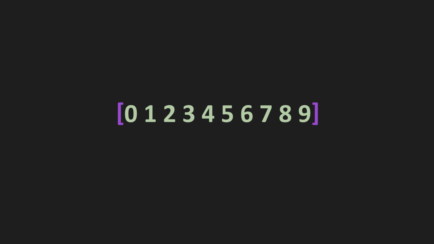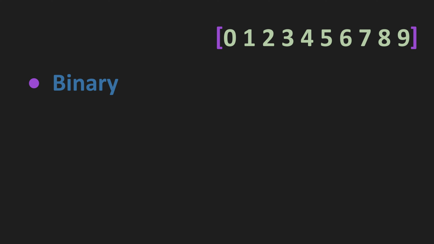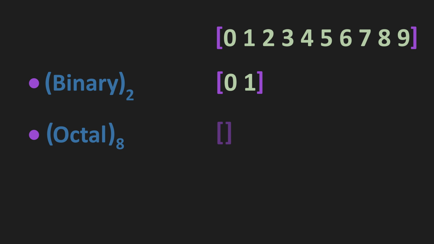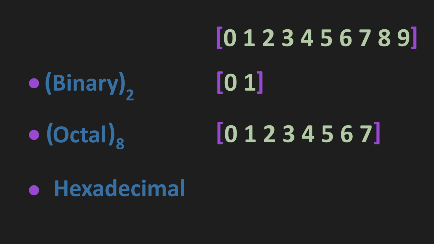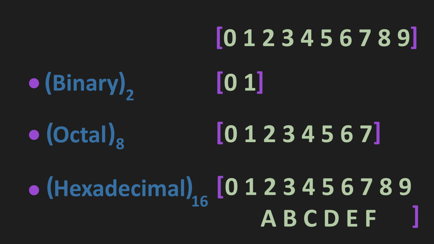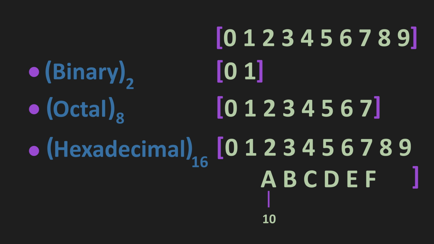But what if we want a system with fewer symbols, like just 2 or 8? Let's break down a few examples to show how numerical systems are built. Binary system, base 2, uses only 2 symbols, 0 and 1. Octal system, base 8, uses 8 symbols, 0 to 7. Hexadecimal system, base 16, uses 16 symbols, 0 to 9, and A to F, where A represents 10, B represents 11, and so on.